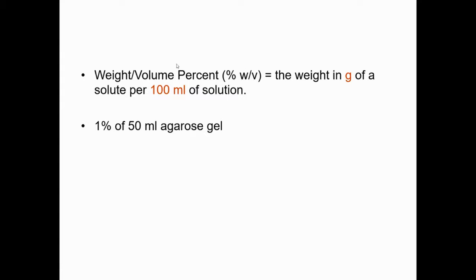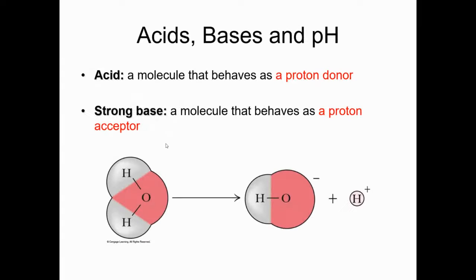Another concept is weight over volume percent. That's the weight in grams of a solute per 100 milliliters. So if you want to prepare 1% of 50 milliliters of agarose, that means 1 gram per 100 milliliters. Then for 50 milliliters, it's 0.5 gram. All right. Are these the type of calculation questions we're going to get on next week's quiz? Correct.